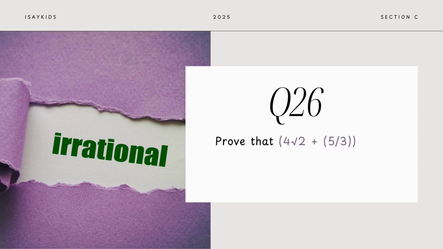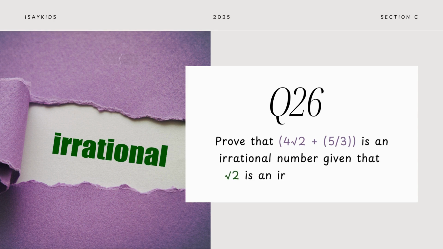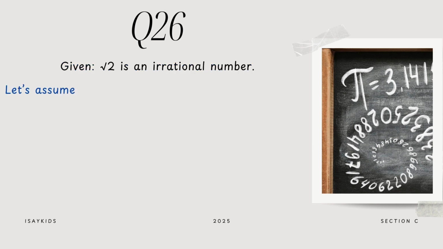Prove that 4 root 2 plus 5 by 3 is an irrational number, given that root 2 is an irrational number. Today, we are diving into a fascinating proof regarding irrational numbers. We start with the premise that root 2 is an irrational number. Now, let's assume for a moment that 4 root 2 plus 5 by 3 is actually a rational number. This is a common approach in proofs by contradiction, where we challenge our initial assumption.